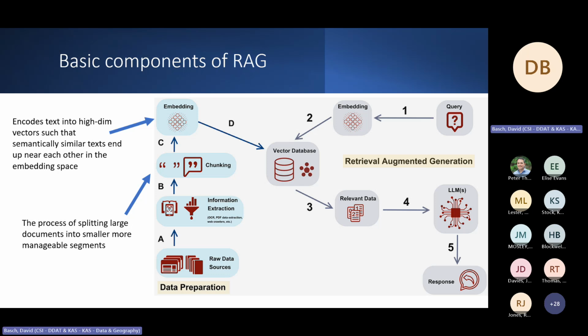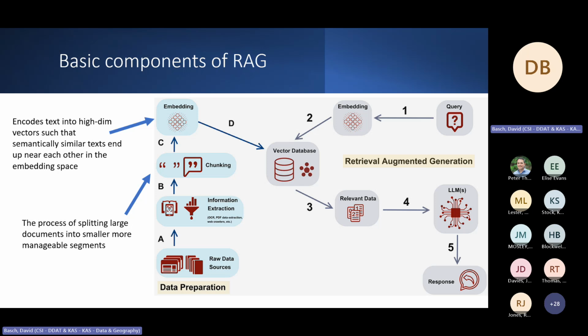And I think at this point, it might be useful to go through this diagram real quick. It's just showing a basic RAG workflow, just to help conceptualize visually what's going on. So on the left-hand side here, you can see the raw data sources. We put them into our system. The text is extracted from them. We chunk the text, as I mentioned before, splitting the larger documents into smaller manageable segments. We embed those chunks, which, as I mentioned earlier, is encoding it into a high dimension vector, such that semantically similar text ends up next to each other in the embedding space. And then they get stored in our vector database.